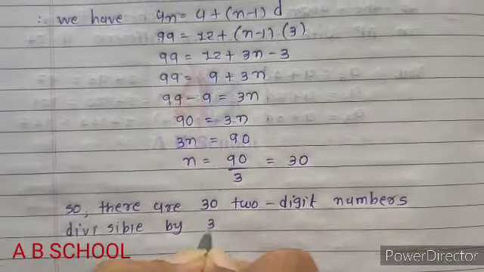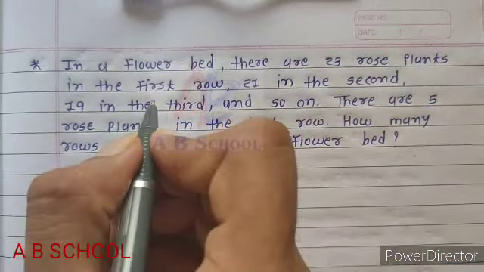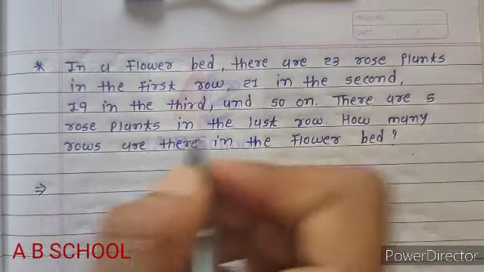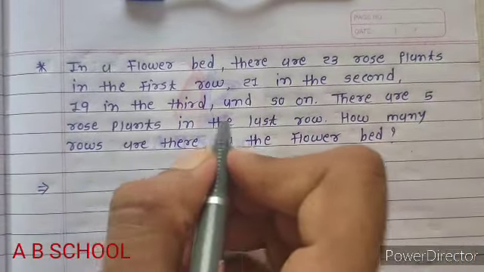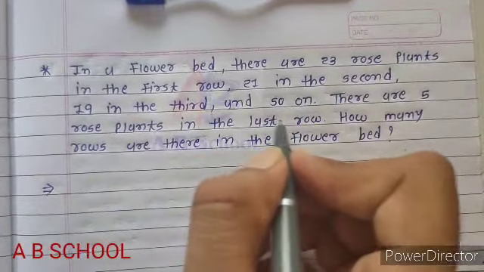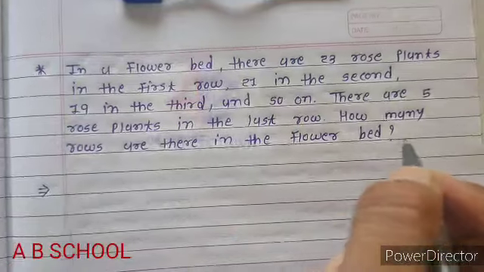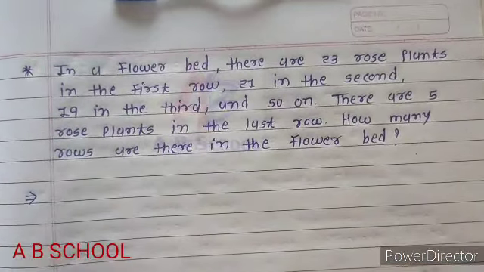Now next: in a flower bed there are 23 rows of plants in the first row, 21 in the second, 19 in the third, and so on. There are 5 rows of plants in the last row. How many rows are there in the flower bed? So we have to find the value of n.